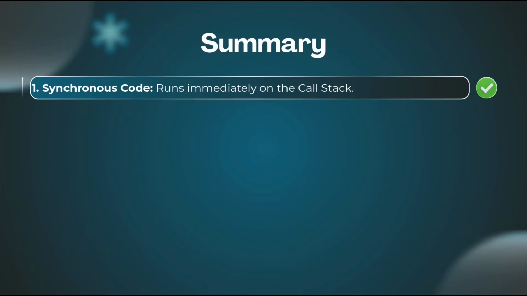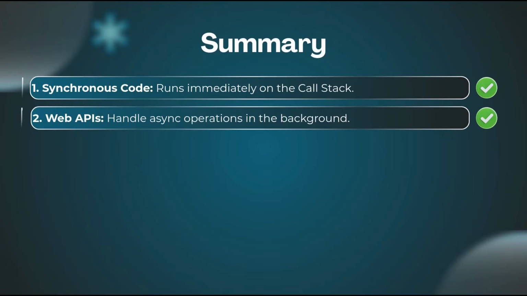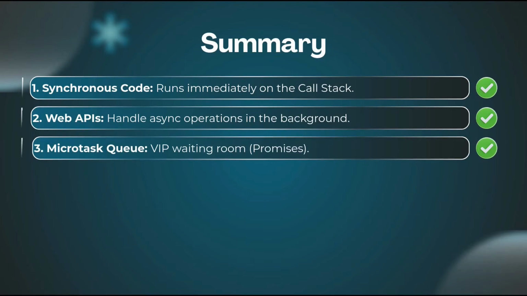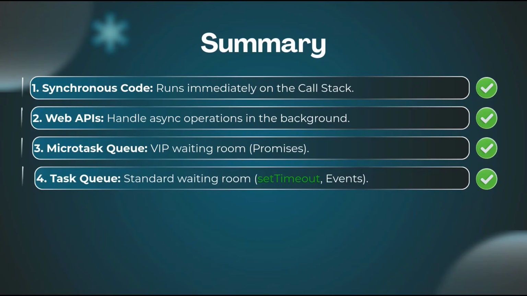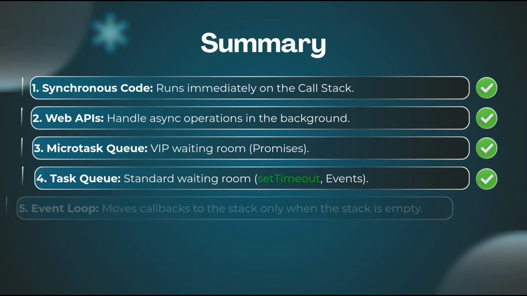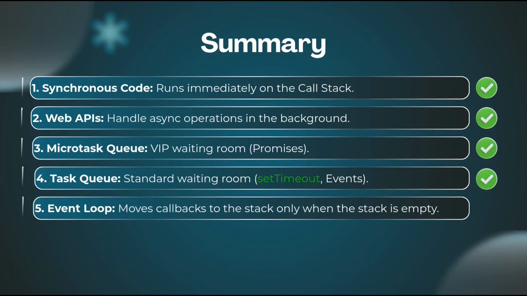So to summarize, synchronous code runs immediately on the call stack. Web APIs handle specific async operations in the background, like setTimeout and setInterval. We have our microtask queue, which has a higher priority, so it executes first. Then we have our task queue, which is the waiting room for our web APIs. So everything that's included in the web API gets automatically added to the task queue. Then we have the event loop. The event loop basically has a simple job that monitors the call stack and queues.